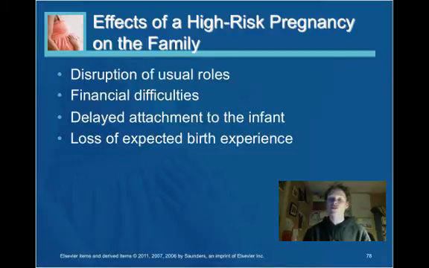Also, it could cause financial difficulties. If, say, for example, the woman is the primary breadwinner and there's a high-risk pregnancy and she's not able to work. It also can cause delayed attachment to the infant. If for one reason or another the woman and the infant are separated after birth because of potential exposure issues, that can cause attachment issues. And also, if the woman is high risk, her vision of what her expected birth experience is could be changed because of the need for more closely monitoring and more invasive procedures.